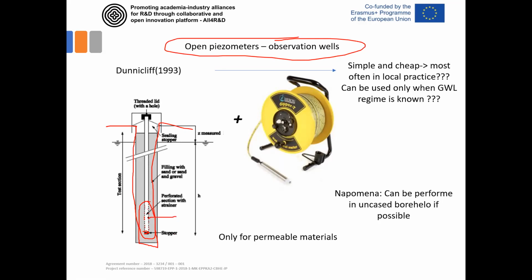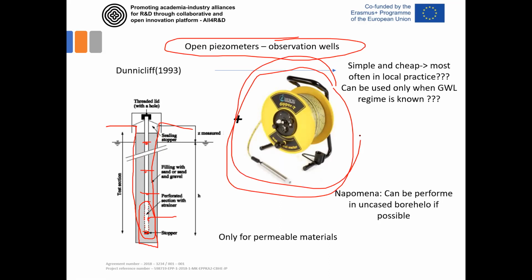As the water enters the pipe through these perforated parts, it defines some water level in the borehole. What we need is some equipment to measure where that water exactly is. Is it here or here? Or is it maybe here? But this is very simple piezometer equipment that is used.